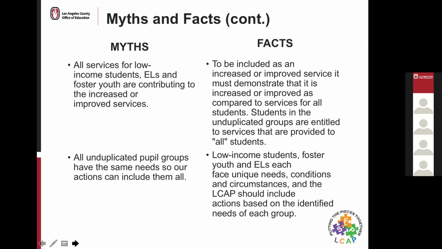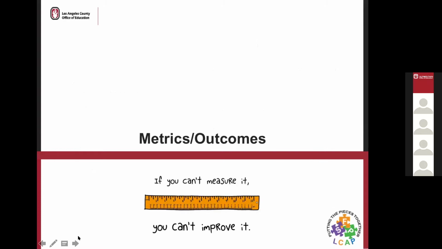Well, low-income students, foster youth, and English learners each face unique needs and each face unique conditions and circumstances that impact them. And the LCAP should include specific actions based on the identified needs of each group. Just to say they're all UDPs is not a student group, okay? Each of them should be addressed separately. So just a few myths and facts we wanted to clear up before we move forward. And now I'm going to turn it over to Rachel, who's going to look at metrics and outcomes.